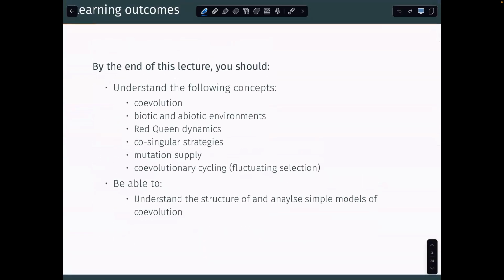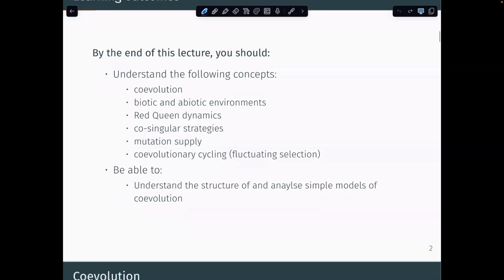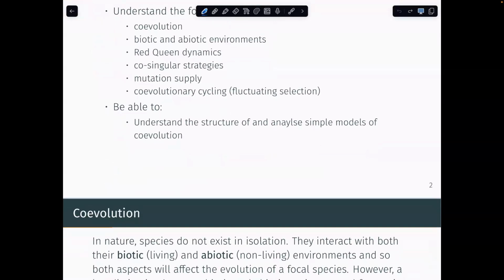So today, we're going to cover this idea of coevolution. I'll talk about the difference between a biotic and an abiotic environment. Talk about something called Red Queen dynamics, which is a particular way of thinking about coevolution. We're going to extend this idea of a singular strategy to what happens if we have two traits evolving, two species evolving, so we have co-singular strategies. Talk a little bit as well about mutation supply and also coevolutionary cycling at the end. By the end of today, you should be able to understand the structure of and analyze some simple models of coevolution.